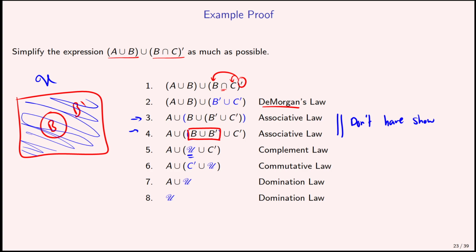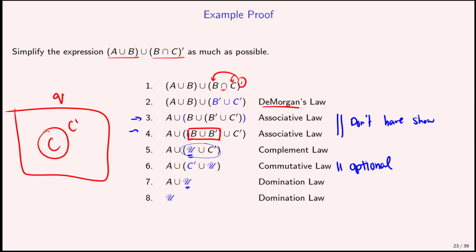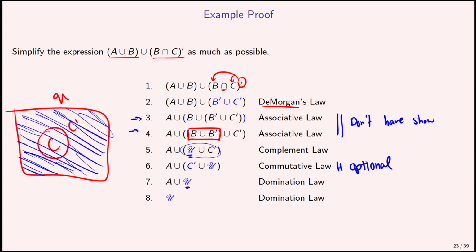What I'm doing next is using the commutative law to swap the positions of these. Once again, this is an optional step. I just want to showcase how the laws work. But now that I have C complement union the universe, I can use what's called the domination law to simplify that down to the universe itself. As a way of showing this, imagine this is C complement in the universe. I'm taking everything in C complement, so that's there, but I'm also taking everything in the universe, so I'm taking all of this stuff, and that simplifies down just to the entire universe itself.